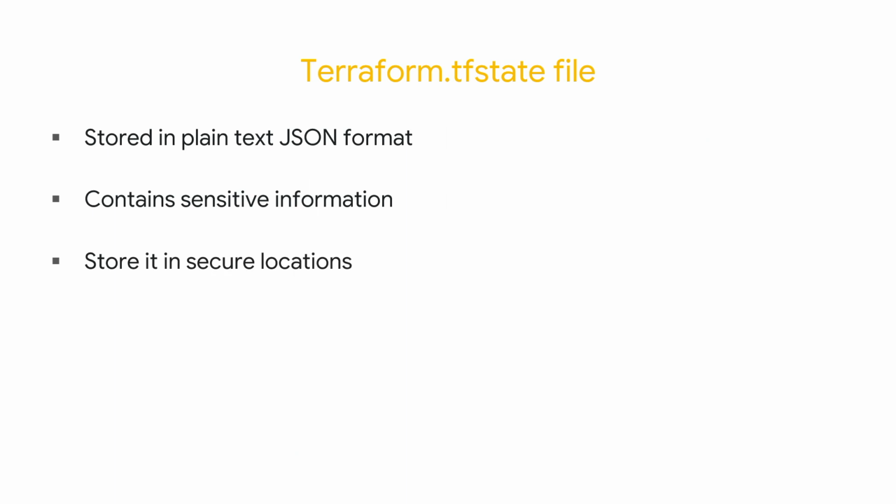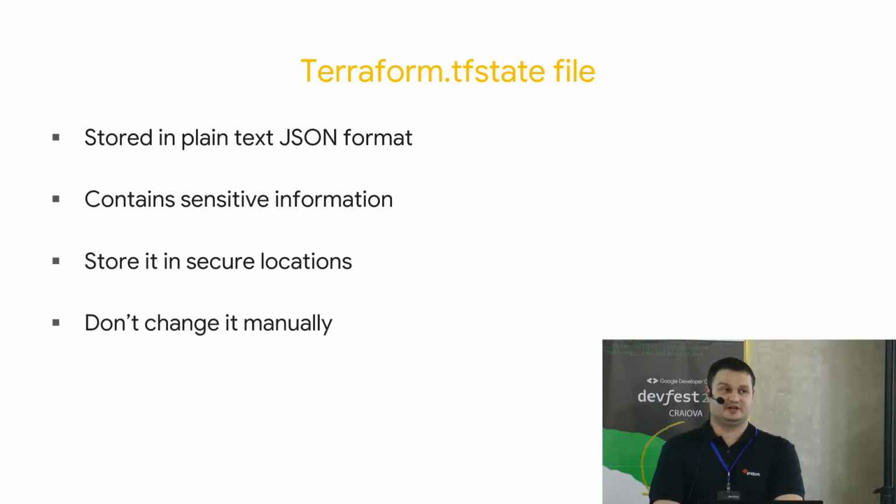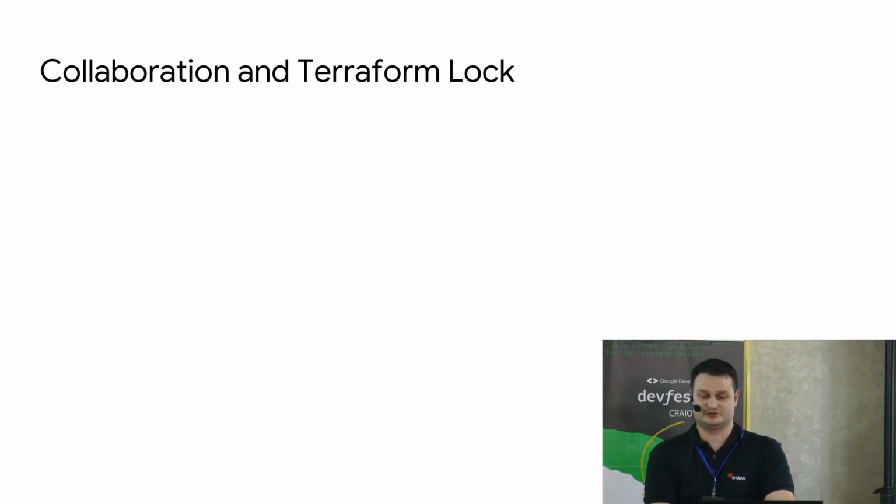Google Cloud Storage is an ideal place, but of course there are other locations depending on the chosen provider. Being an automatically generated file, it's not advisable to change it manually, because we might make mistakes and put in danger the whole infrastructure's integrity. If we absolutely need to change it, we can use a couple of Terraform commands to do so.